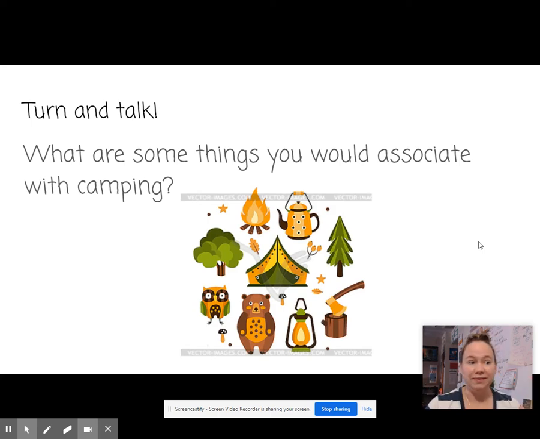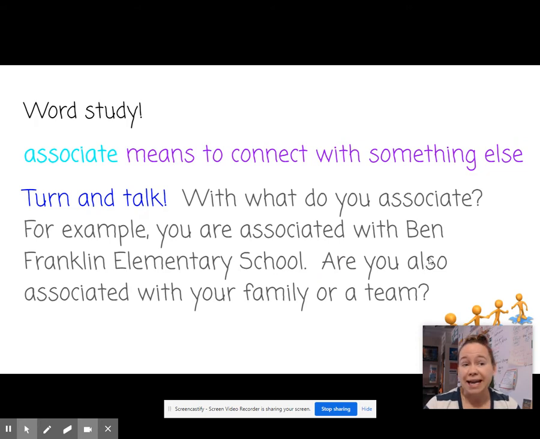Bears? Oh, I hope you haven't experienced those. But the outdoors, some trees, a campfire, a tent, owls, maybe a lantern, maybe chopping firewood. All those things are things we associate with camping. When we think about camping, they kind of group together, right? Associate means to connect with something else.